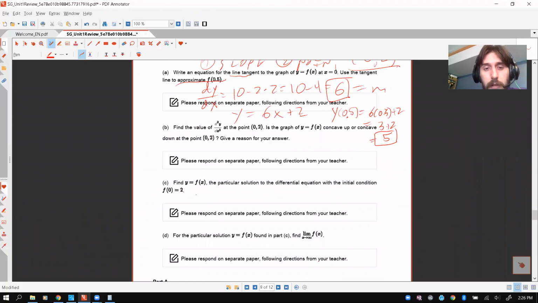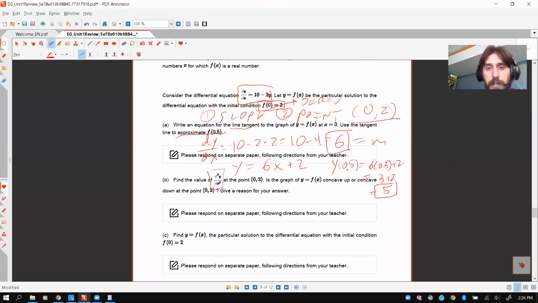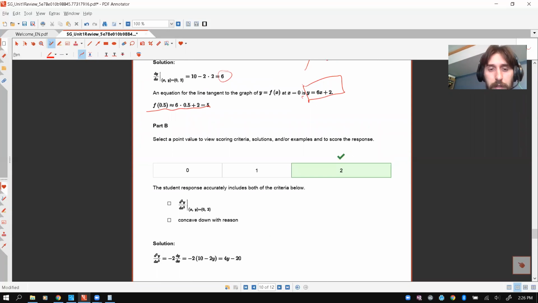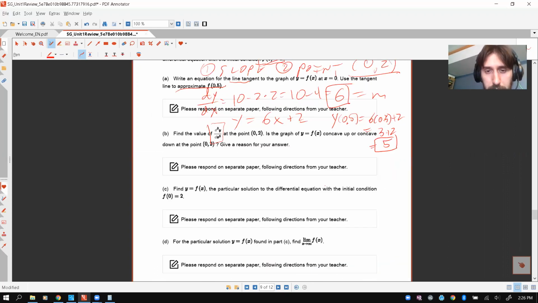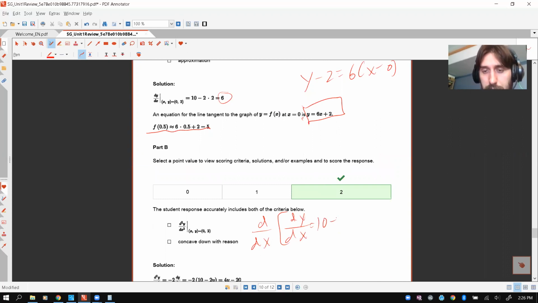All right, part B. In part B, we're supposed to find the second derivative, d squared y over dx squared, at the point x is 2. So in order to do that, what you're going to do is take the derivative of dy over dx equals 10 minus 2y. Of 10 minus 2y.